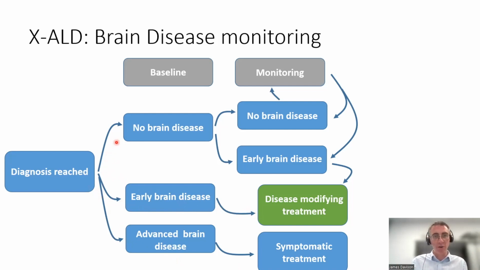And then if you've had the diagnosis reached either because of adrenal problems or because of family testing and so on, and your baseline brain scan shows that there's no brain disease, that's where we then move into the monitoring phase, where you would have regular brain scans that may continue to show no brain disease. And so we would carry on monitoring every 6 months to start off with, and once you turn 12, every year, to look for any evidence of brain disease. And if those scans then did show evidence of early brain disease, we would move into considering the disease-modifying treatment options.